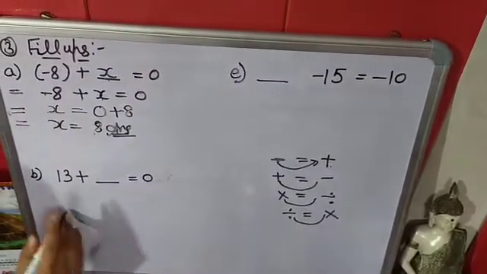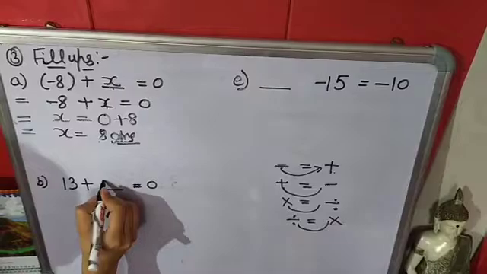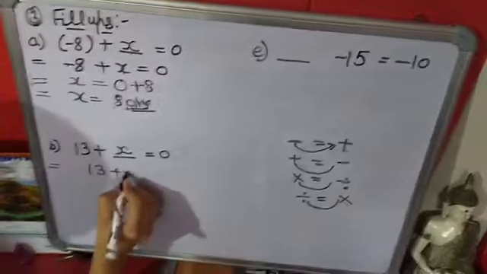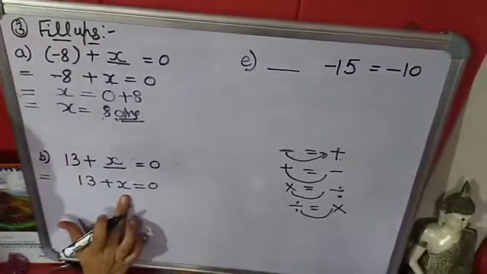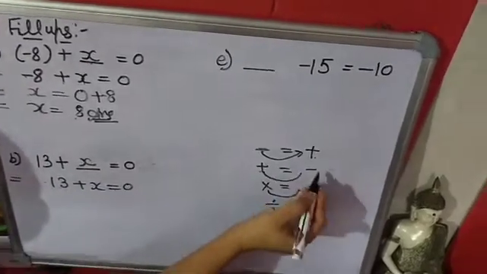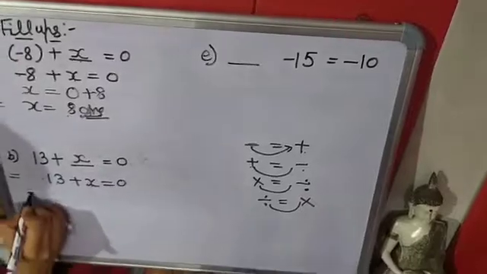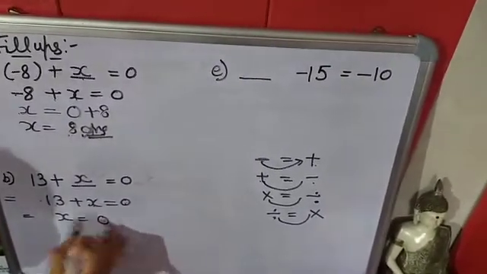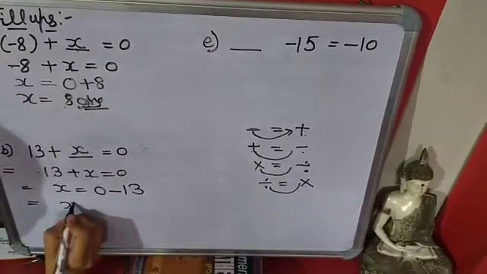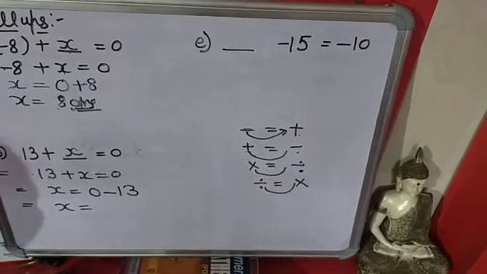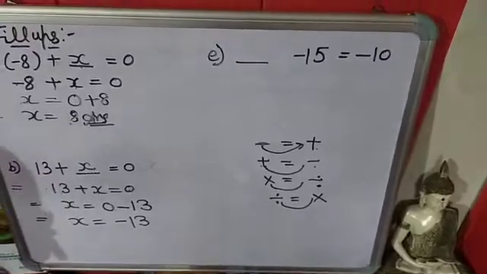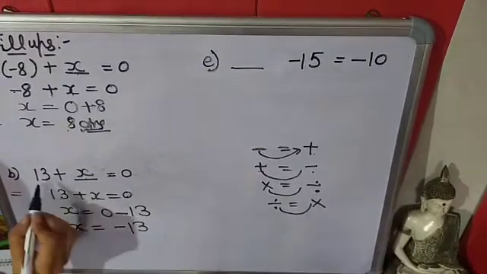Now in B part again, you have to find the value of this integer. Let's assume it is x. Solve it. 13 plus x is equal to 0. You have to find the value of x. So 13 will go there. 13 is here of plus. When plus number will go there, it will be minus. X will be left here. 0 is there. And when 13 will go there, it will be of minus. Now 0 minus 13, what will come? Minus 13 will come. Okay, so answer is minus 13.